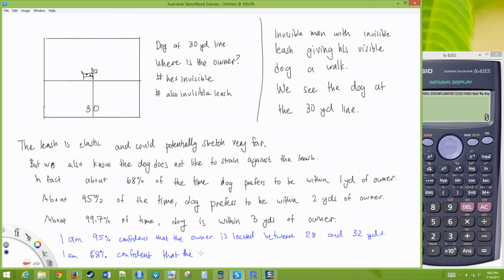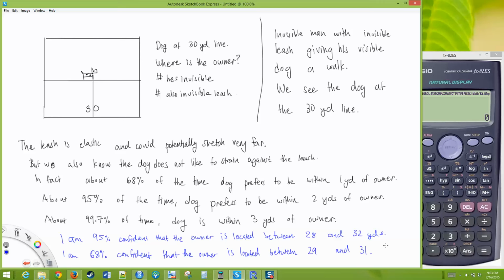The dog will stay within a yard of the owner. Yeah, well, we want to make statements about the owner, so I can say I'm 68% confident that the owner is located between what? Where and where? 29 and 31? Yeah, between 29 and 31. Okay. And even if I go down to 27 and 33, that doesn't give me 100% confidence either, okay?